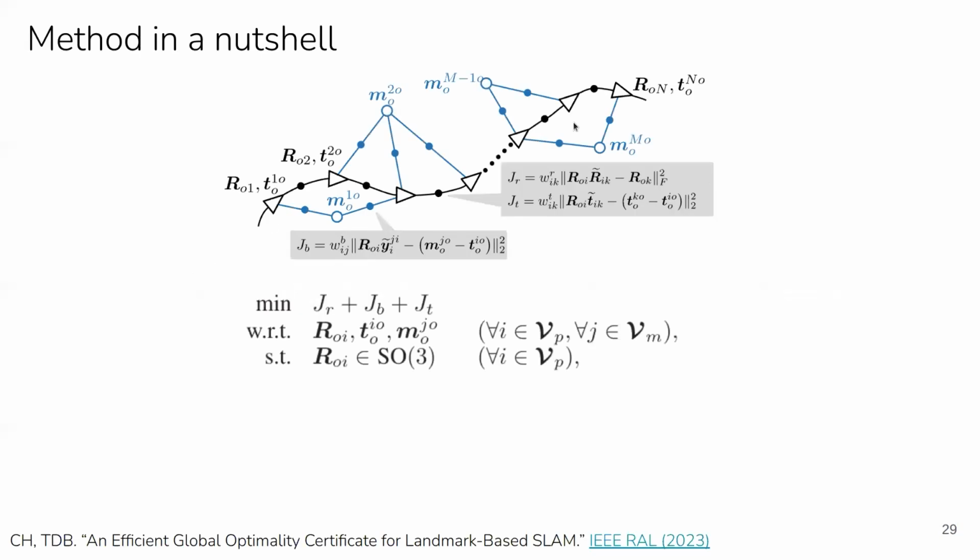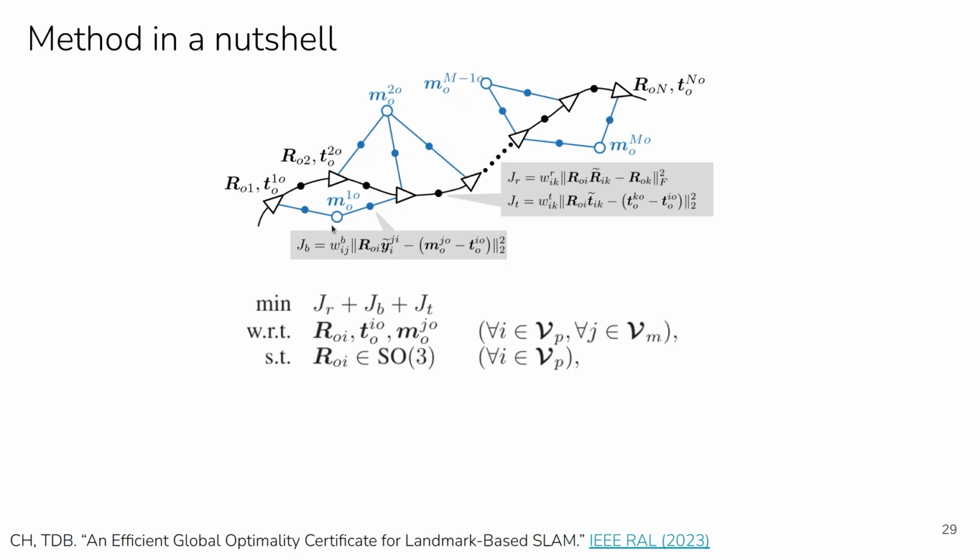So the method in a nutshell is really trying to solve a classic SLAM problem, where this is the factor graph representation. You have in black the robot that's moving along a trajectory. At each point, you can parameterize its pose with the rotation and the translation. And from time to time, it's measuring landmarks. So it's seeing landmarks that I denote by M here. And the measurement model is a linear one.